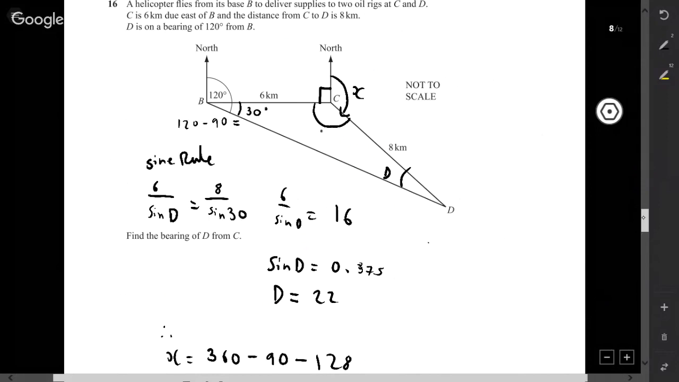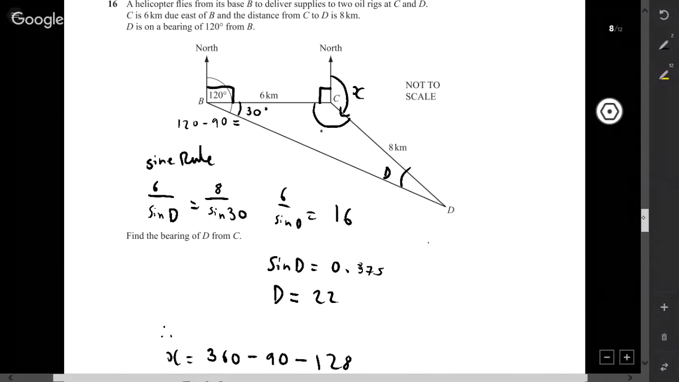In order to work this out, we need to use the sine rule. I've already worked out that this angle is 30 because, again, this is a 90-degree angle, and we know that this whole bearing is 120. 120 minus 90 is 30, so that's 30. That allows us to use the sine rule. We also want to find this angle out so that we can find this angle out. So to find this one, we use this: 6 over sine D equals 8 over sine 30.